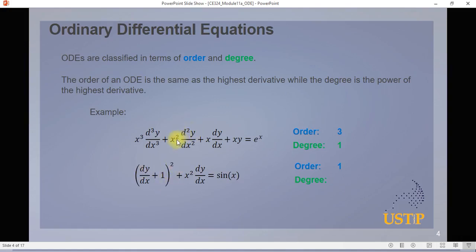And please don't consider the variable multiplicand of the derivative when determining the order. Just like this, we have x squared, then x cubed. Even if it reaches x to the fourth, what you will consider is the exponent of your highest derivative. So as you see, it is still degree 1, even if it is x cubed, x to the power of 3. So what you consider is the derivatives themselves.